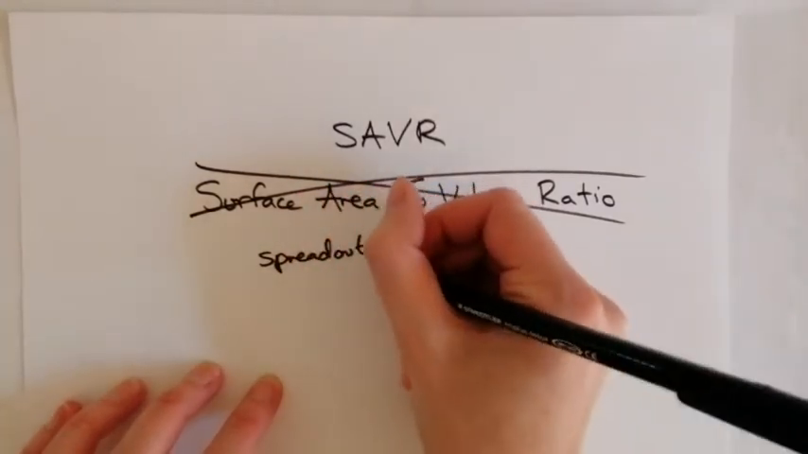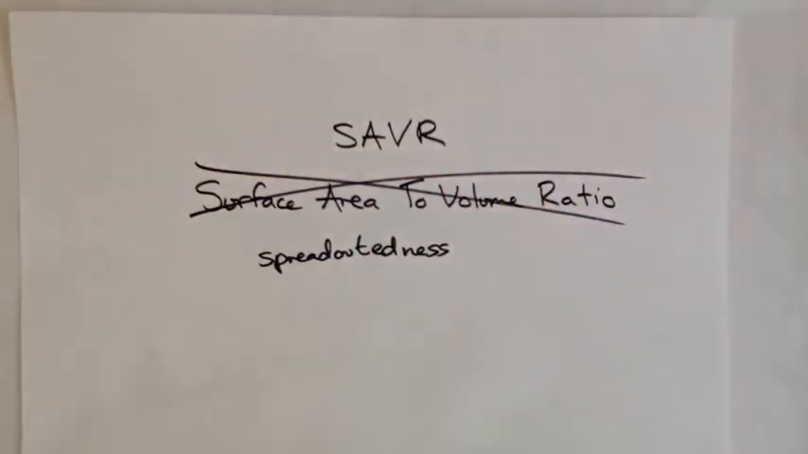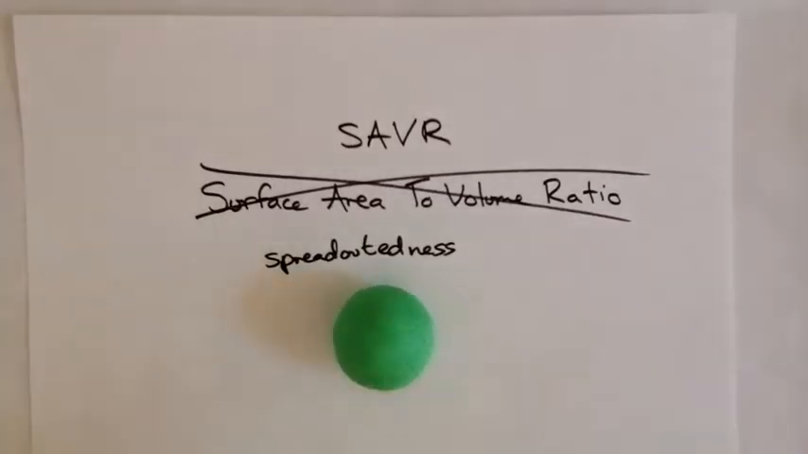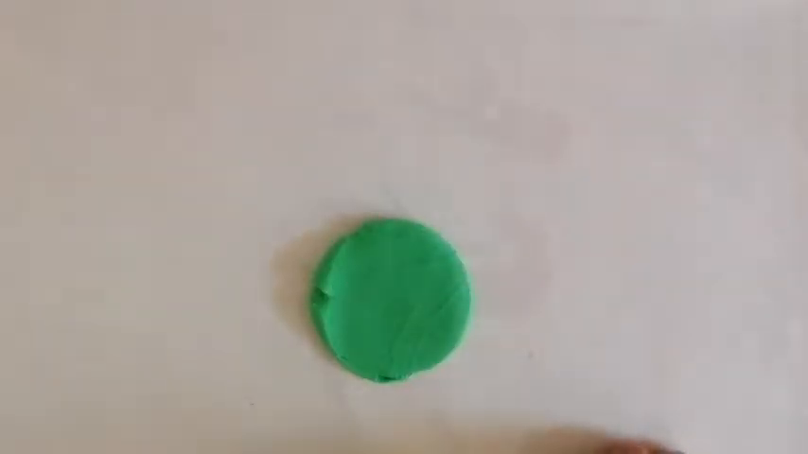So if something is very, very spread out, then it has a high surface area to volume ratio. It has a lot of spread outedness. If it is quite close together, like this ball, that's not spread out, therefore it has a small amount of spread outedness, it has a small surface area to volume ratio. But if I change the way that this is arranged and I squish it, now it is more spread out, it now has a higher spread outedness and a higher surface area to volume ratio.